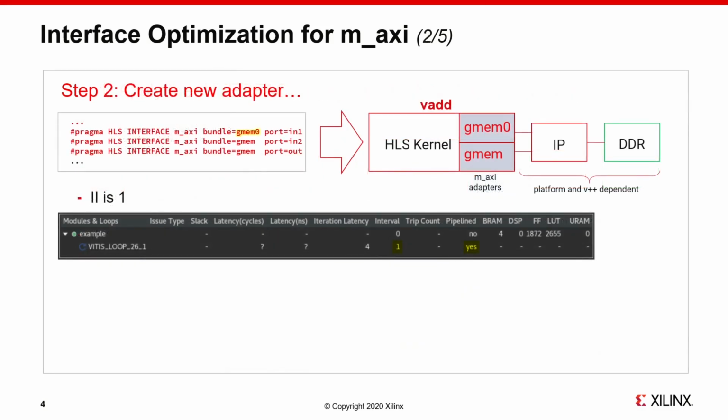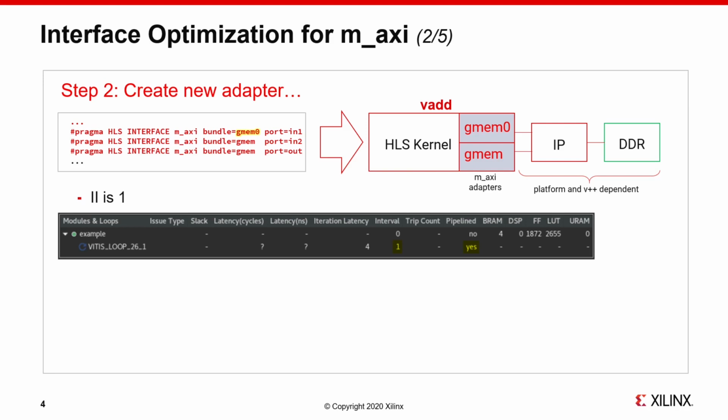So I now created a new adapter via the bundle keyword on the input called in1, and this now results in two AXI adapters, one just with in1 and the other with in2 and out. None of them are saturated. I can also confirm based on the C synthesis results that the initiation interval, the II, is 1, and that the loop is pipelined, which is a default behavior in Vitis HLS.